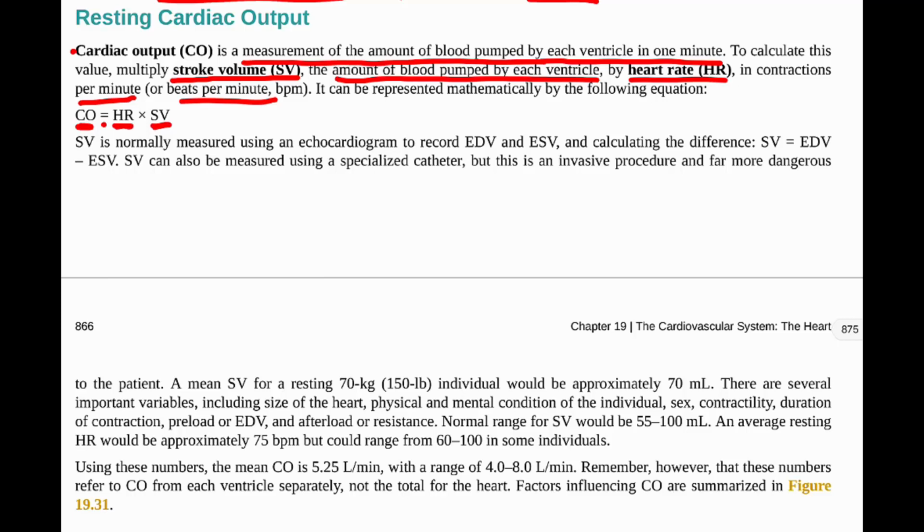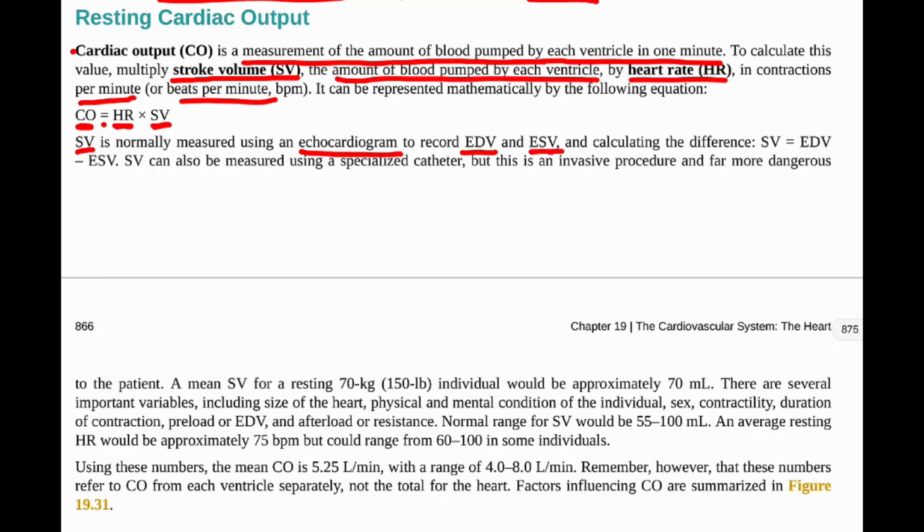Stroke volume is normally measured using an echocardiogram to record the EDV and the ESV. Remember the EDV, we talked about that when we talked about ventricular systole. EDV is end diastolic volume, so that is the volume at the end of diastole, at the end of the relaxation period of the ventricles. Remember, that's about 130 milliliters of blood in a resting adult.